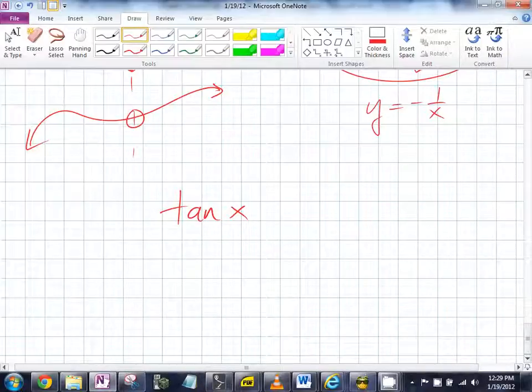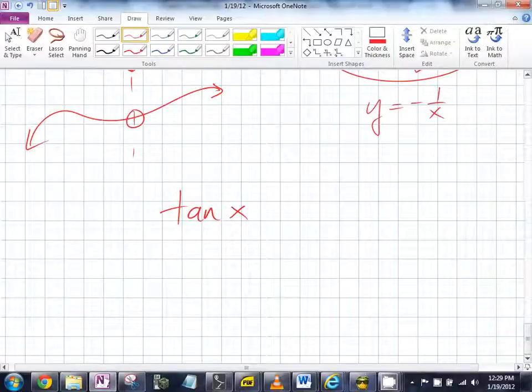So, for example, this has come up before. Tangent, very specifically, is a continuous function. But when you graph it, does it look continuous? No, because there are gaps. But those gaps are not part of the domain. They're not part of the graph.